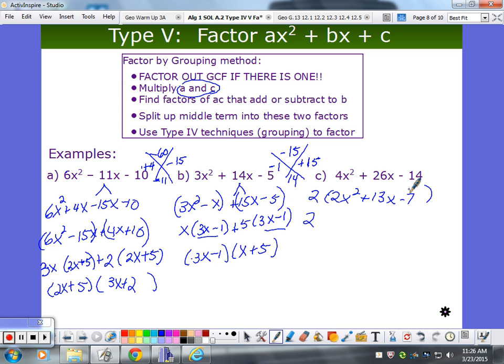So now I do this one. A times c, negative, not a type 3 unfortunately, right, because that's not a 1. 2 times negative 7 gives me that. Two numbers that add up to negative 14 and multiply to negative 14, that's a 13, yes?